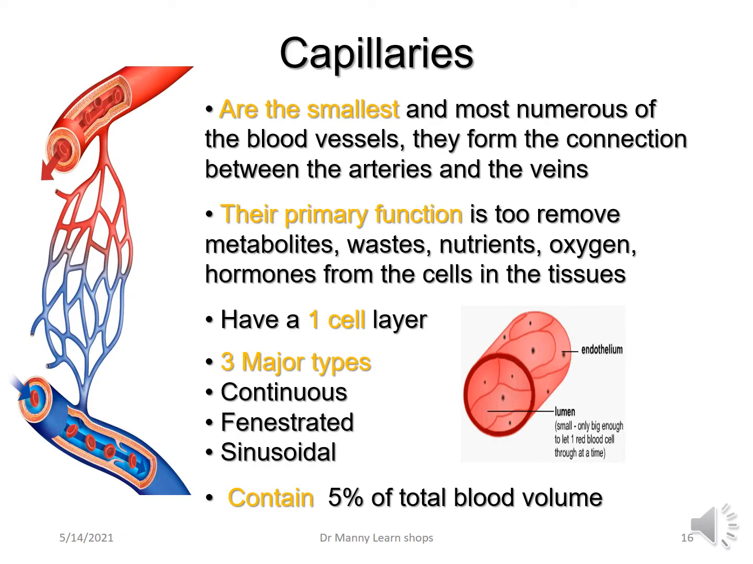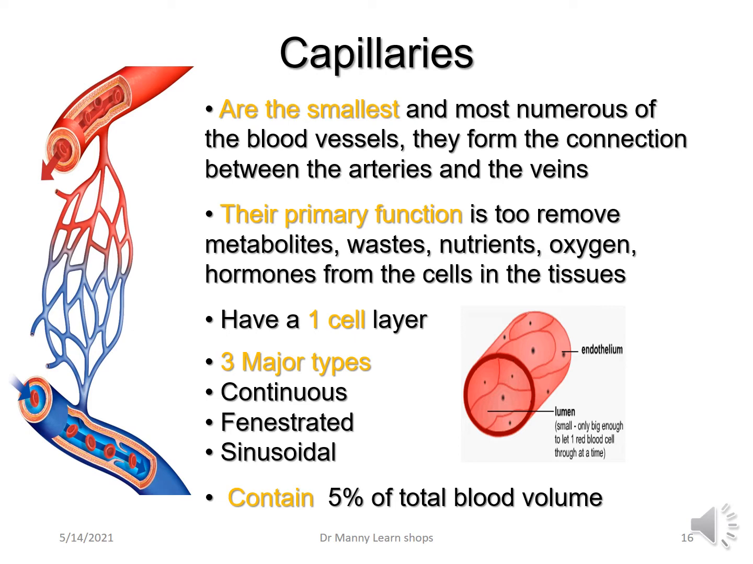Then you've got capillaries. Now, capillaries are the smallest and most numerous of all the blood vessels. They form the connection between the arteries and the veins. Their primary function is to remove metabolites and waste products, and provide nutrients, oxygen, and hormones from and to the cells of the tissues.